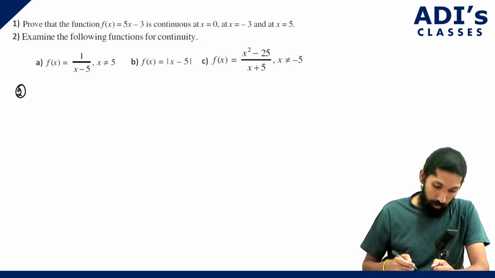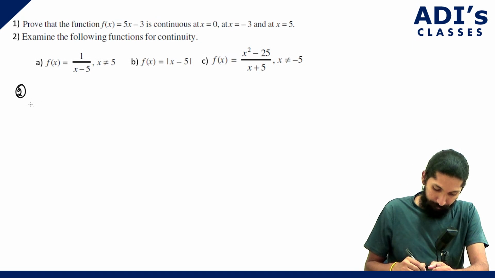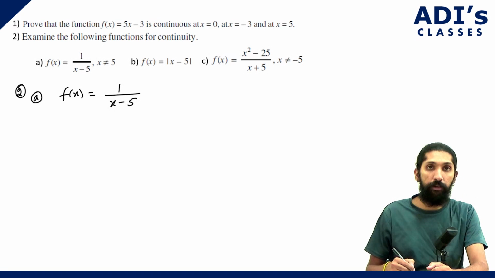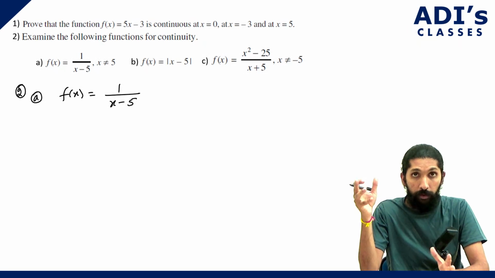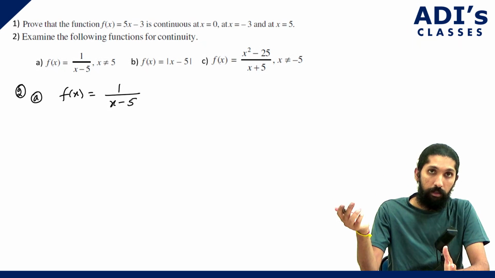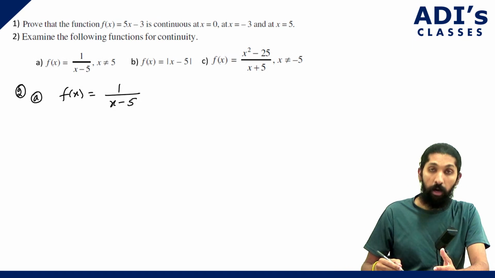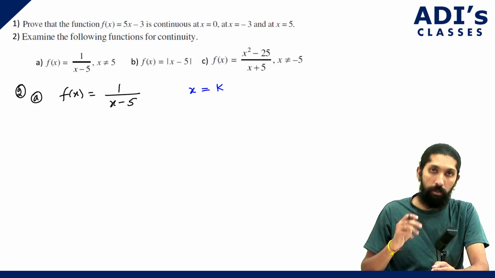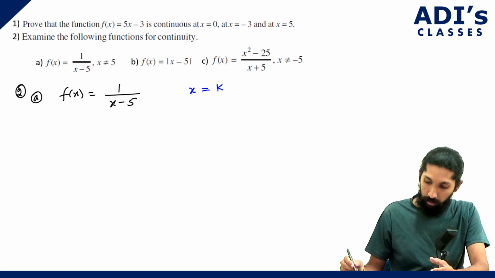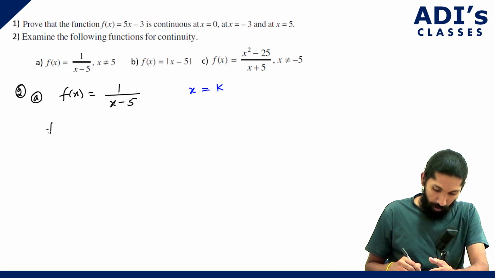Understood? So here, first question, f of x is 1 by x minus 5, correct? We don't know what value of x we have to take, isn't it? So we'll take some arbitrary value, say x is equal to k, some value k. So now what do we do? We have f of k is equal to 1 by k minus 5.